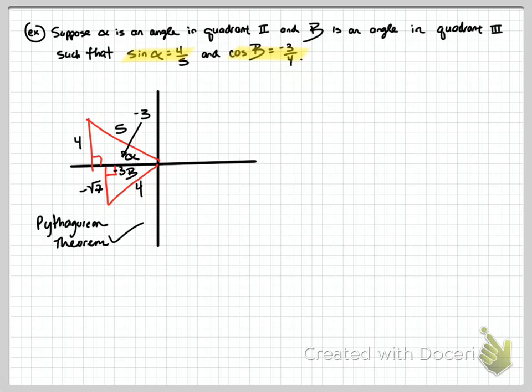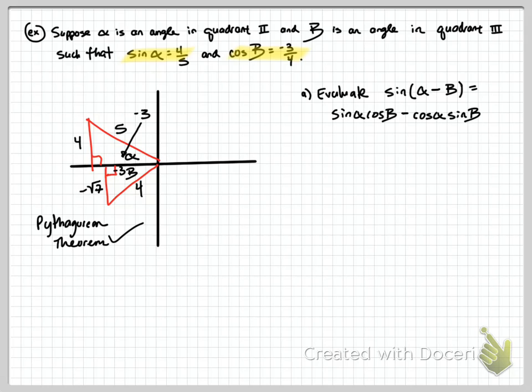Now that we have all that information, we're going to evaluate a couple things. First one, evaluate sine of alpha minus beta. Well, the only way we can evaluate this is if we expand it. So we know that sine of alpha minus beta is equal to sine of alpha, cosine of beta, and sine uses the opposite sign, minus cosine of alpha, sine of beta.